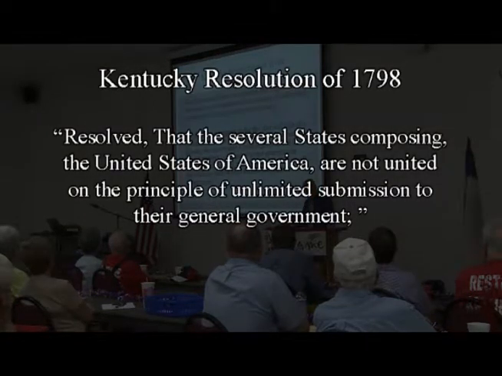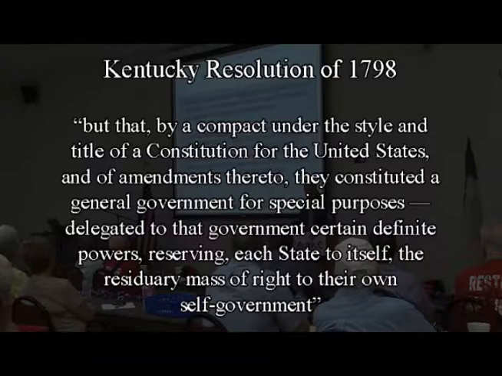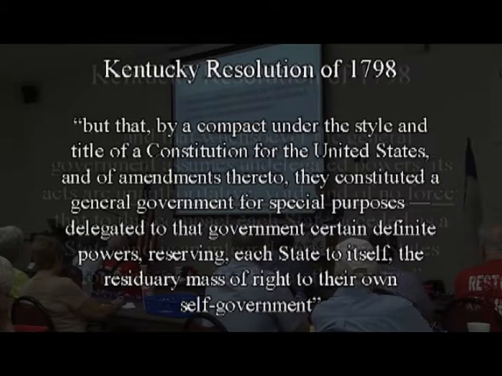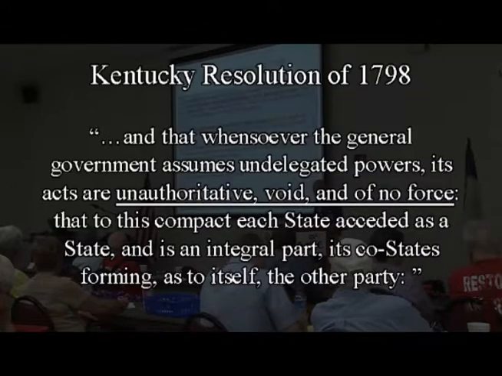And basically it said, resolved, that the several states composing the United States of America are not united on the principle of unlimited submission to their general government, but that by a compact, it says compact, under the style and title of the Constitution of the United States and of the amendments thereto, they constituted a general government for special purposes, delegated to that government certain definite powers, reserving each state to itself the residuary mass of right to their own self-government. And that whensoever the general government assumes undelegated powers, its acts are unauthoritative, void, and of no force. That to this compact, each state acceded as a state, and as an integral part, its co-states forming, as to itself, the other party. So the co-states came together and they created the federal government.